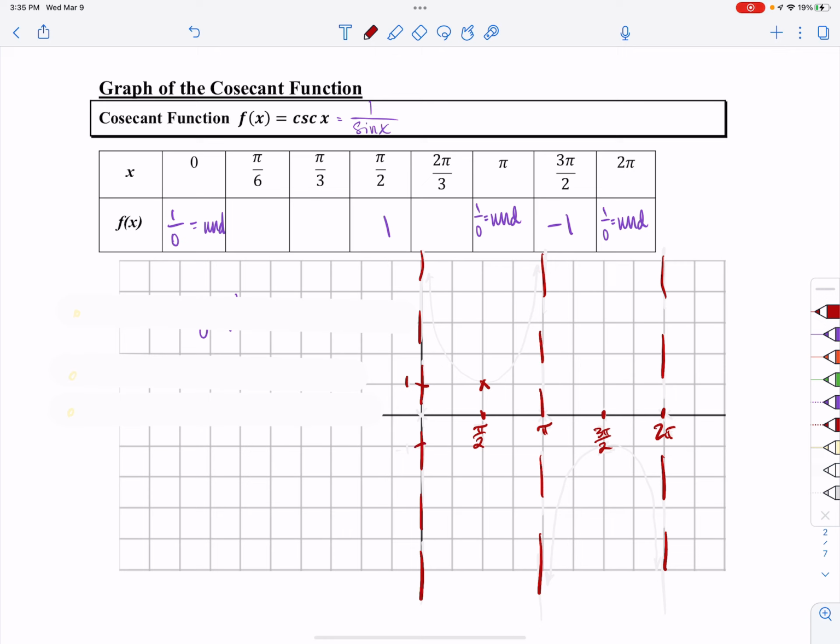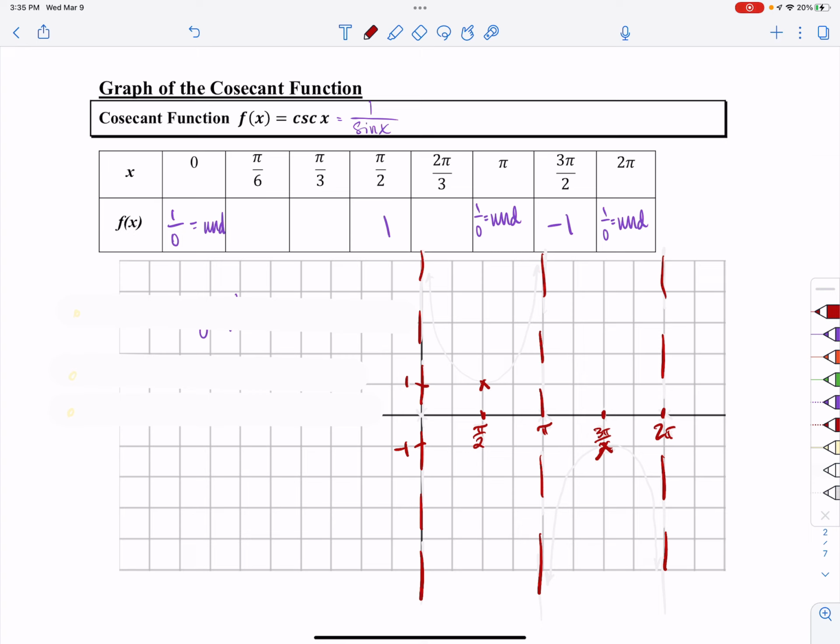Let's go ahead and mark our 1 and our negative 1 on the y-axis. And at 3 pi over 2, my sine value is negative 1, so the cosecant is going to be also negative 1. And I could plug in a few more values. You can see in the table up there that you've got pi over 6, etc.